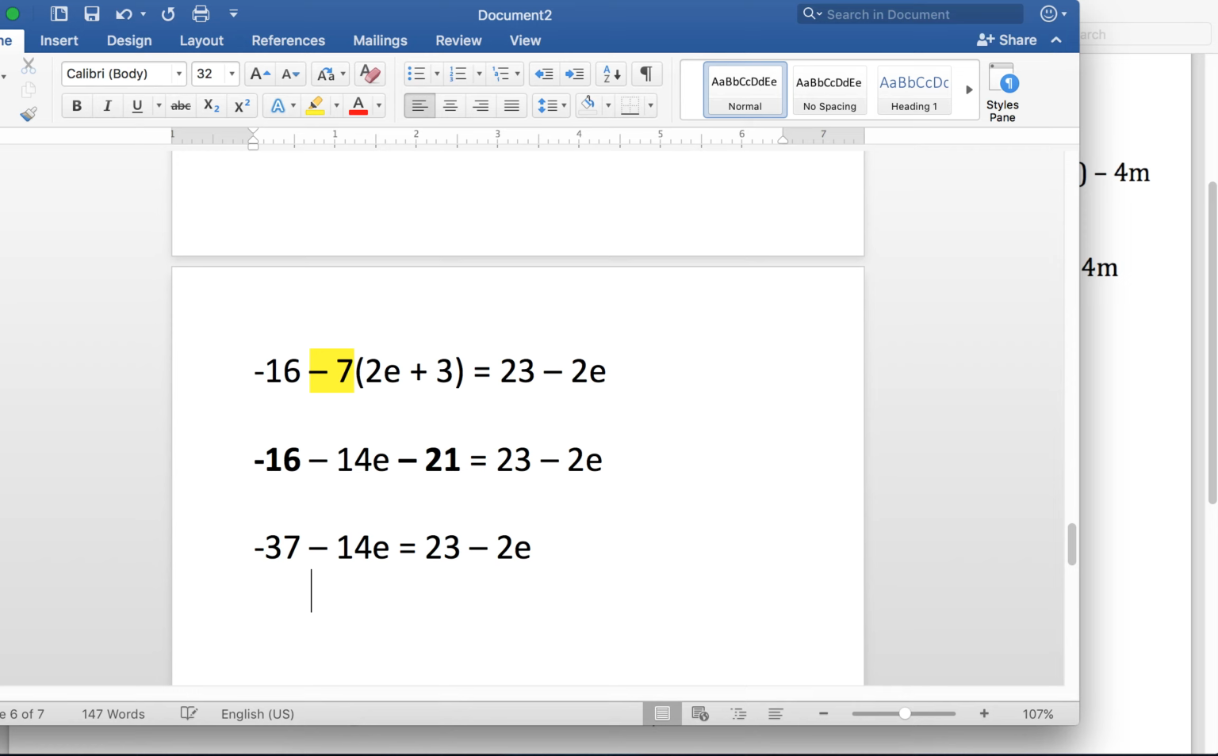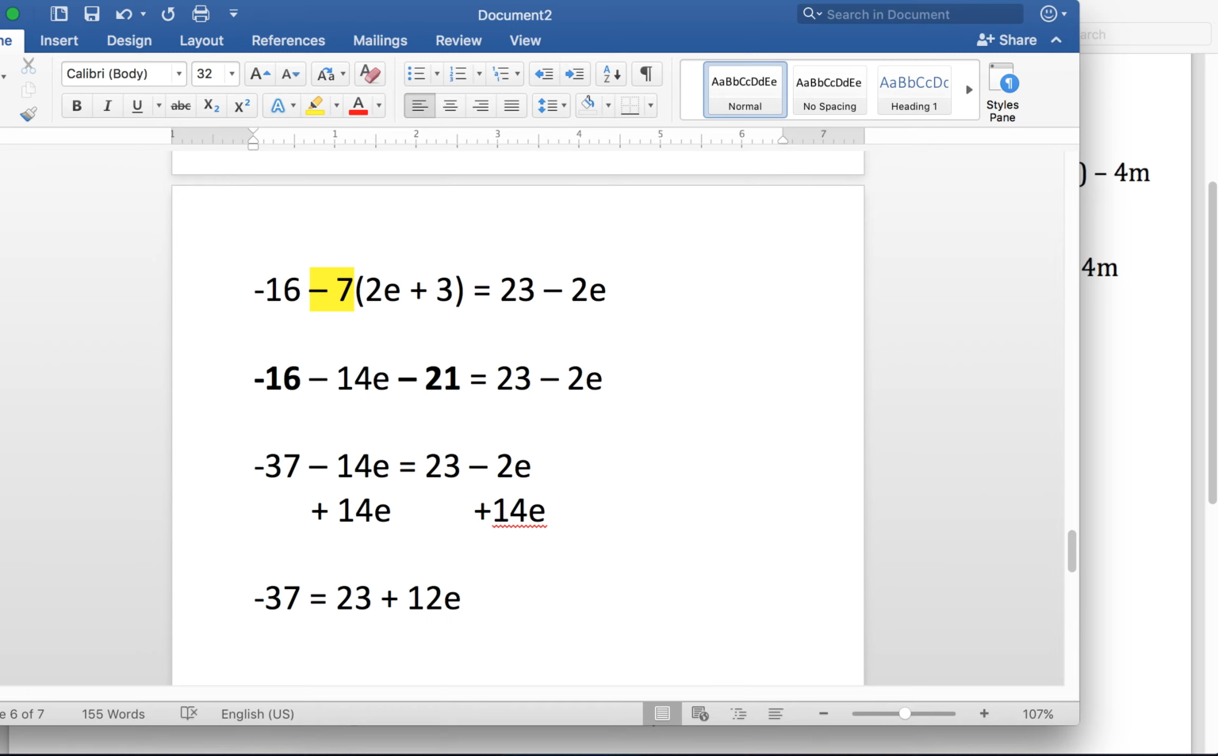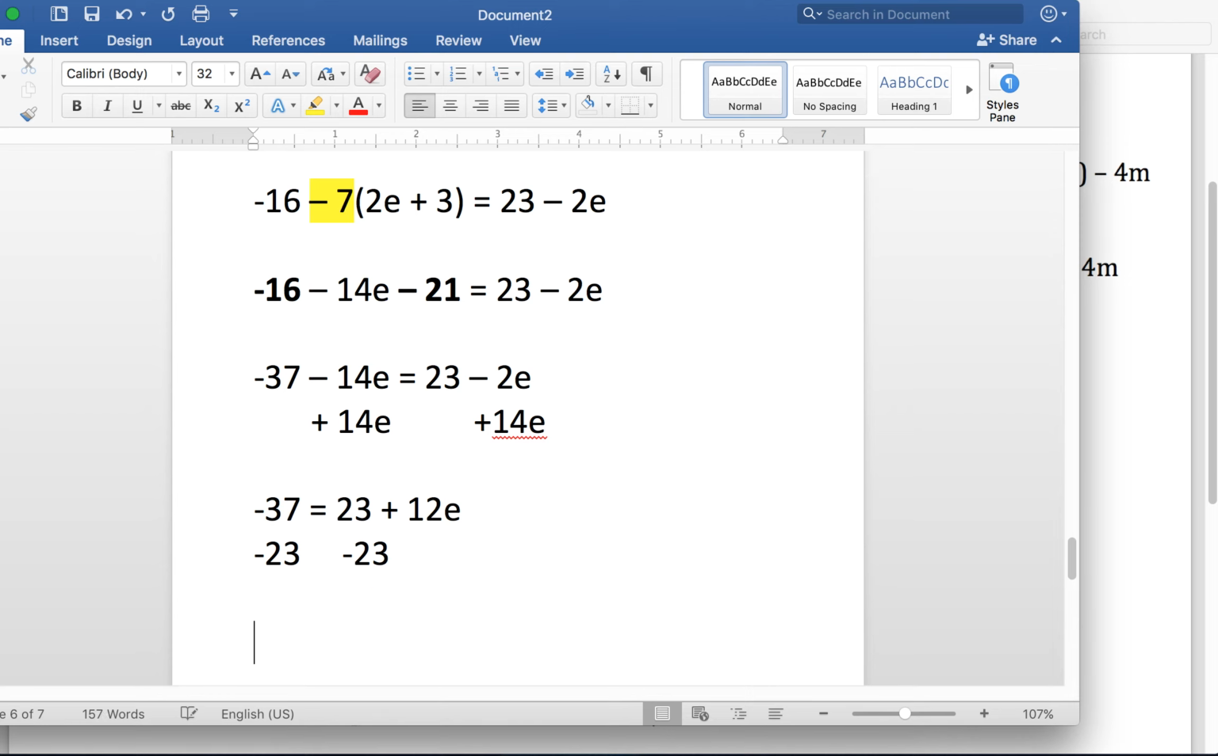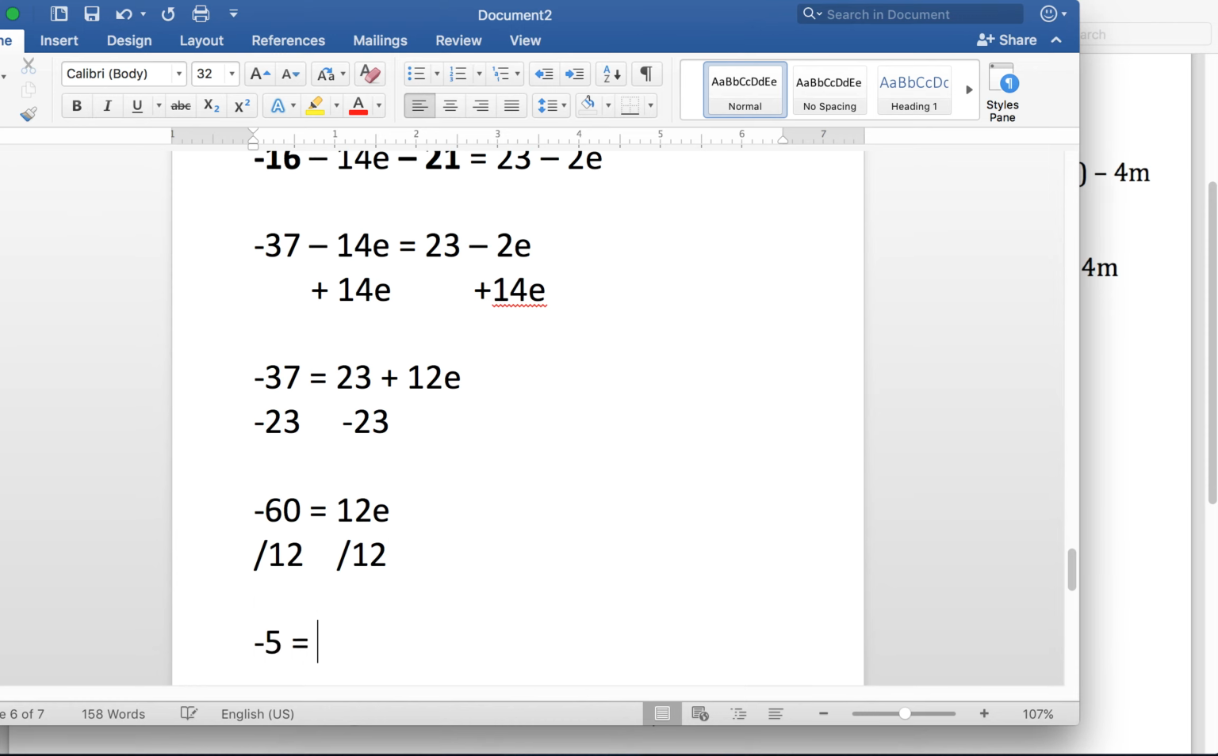Now let's add 14 elephants to both sides. And we have negative 37 is 23 plus 12e. Negative 2 plus 14 is 12. Now let's subtract 23 from both sides. And we get negative 60 equals 12e. Divide by 12. E equals negative 5.